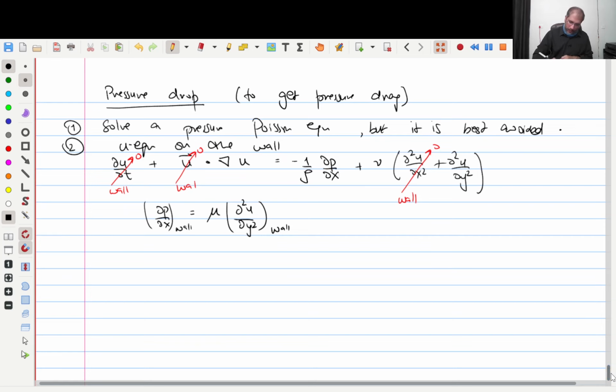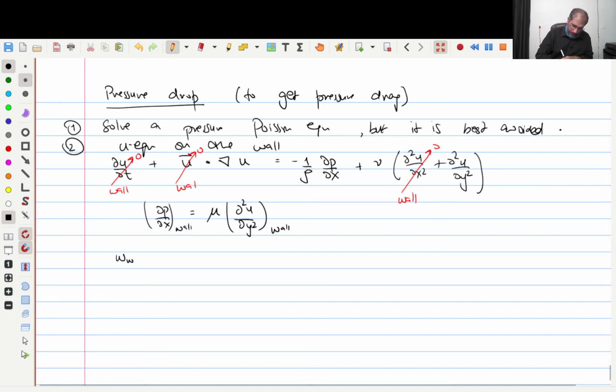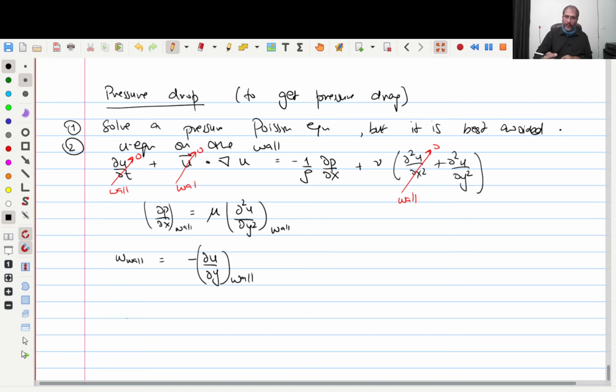Right. Now what about omega on the wall? Omega on the wall was given as, we just wrote that, minus del u by del y on the wall, since del v by del x was 0 because v was 0 on the wall. This is an x equal to constant wall. So this allows us to write del p by del x on the wall as mu times the second derivative of u with respect to y, which becomes the first derivative of omega with respect to y. So del omega by del y on the wall with a negative sign. Right, so this is del p by del x.